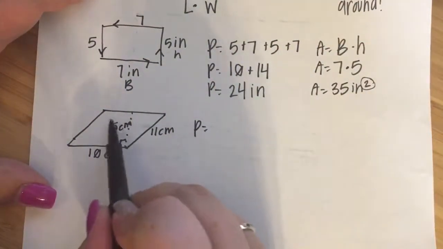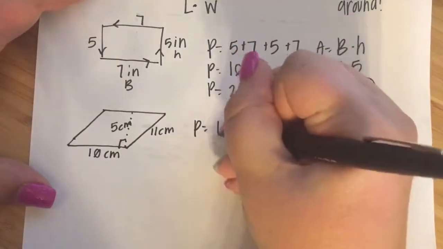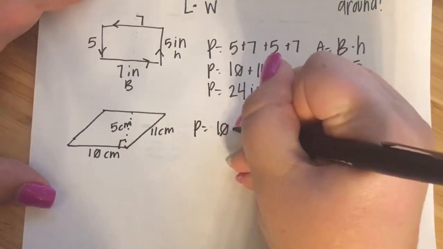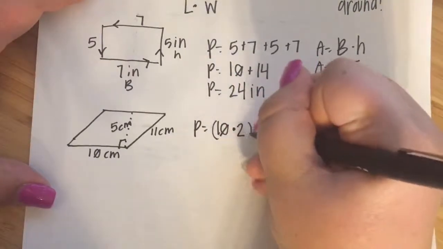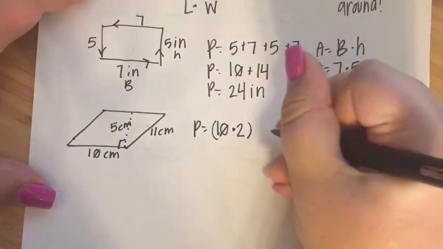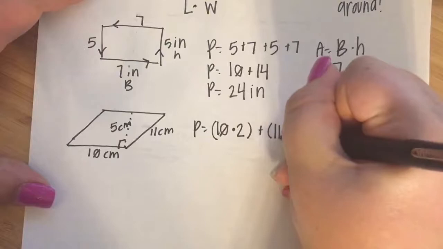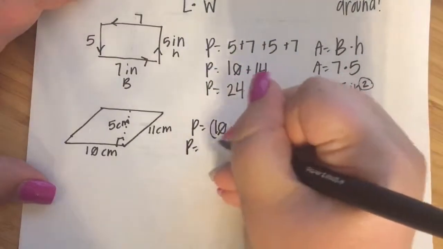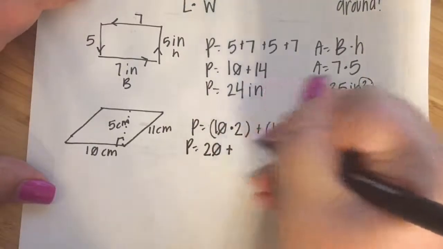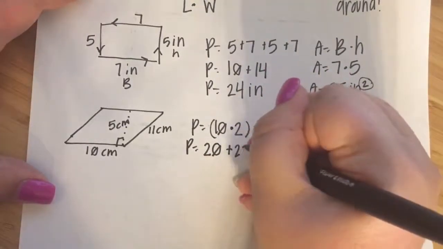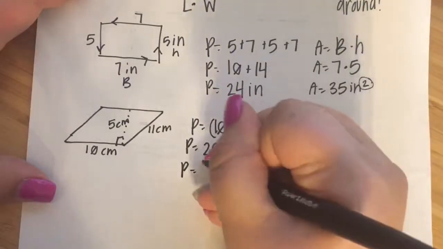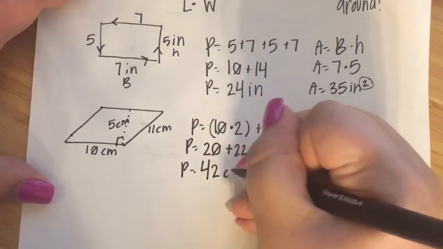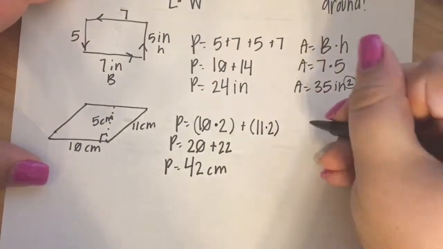To find the perimeter, I'm going to add the 10 and the 11 together, and I could multiply that by 2. I could take that and find a sum. Or I could multiply 10 by 2 and 11 by 2 and add those products together. Notice I'm not using the 5. I am not. That is the height. I will not touch that until area. So it ends up being 20 plus 22, which is equal to 42 centimeters.